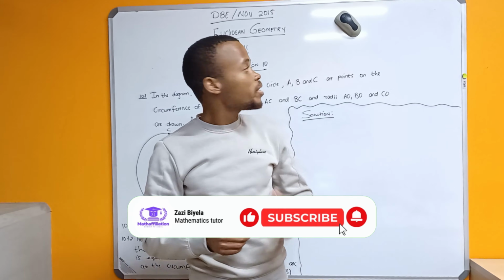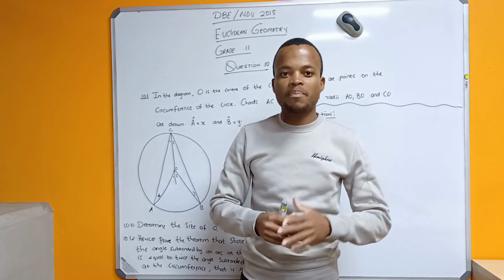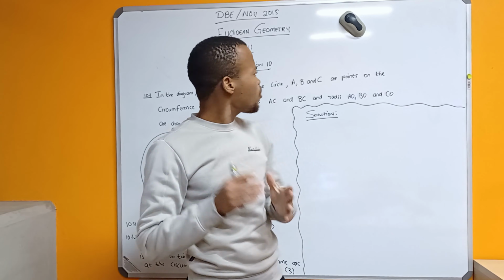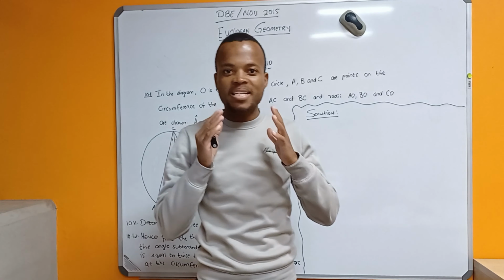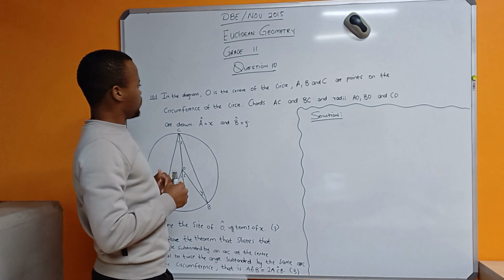We're still continuing with Euclidean Geometry. It's Grade 11, the very same question paper, November DBE 2015. The question that we are faced with is question number 10, and it is given in this form.